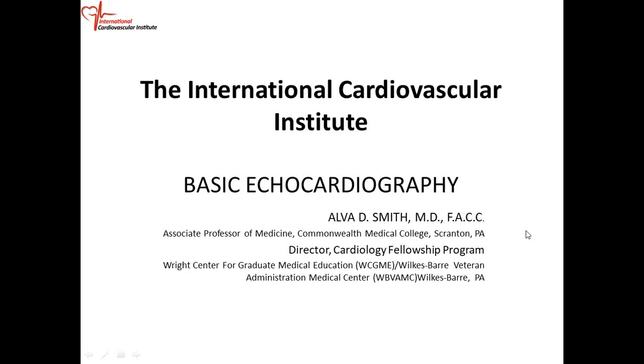And that period of time, the IVRT, in a normal individual, is about 60 to 100 milliseconds. So if it's longer than 100 milliseconds, it suggests that there is a problem. If it's shorter than 60 milliseconds, that also suggests that there is a problem. So at the end of your IVRT, all the valves are closed, then the mitral valve and the tricuspid valve open.